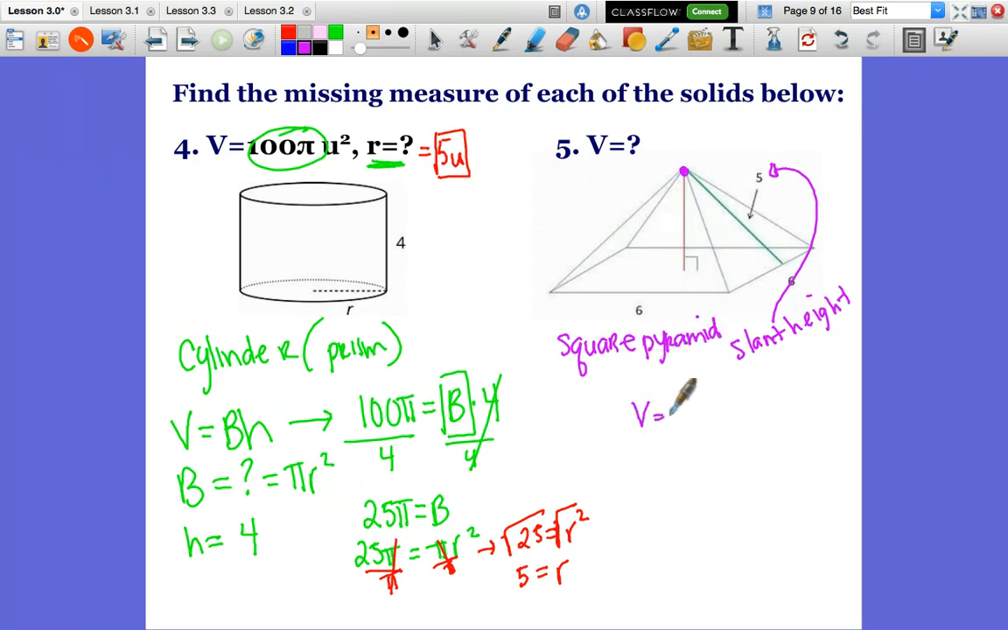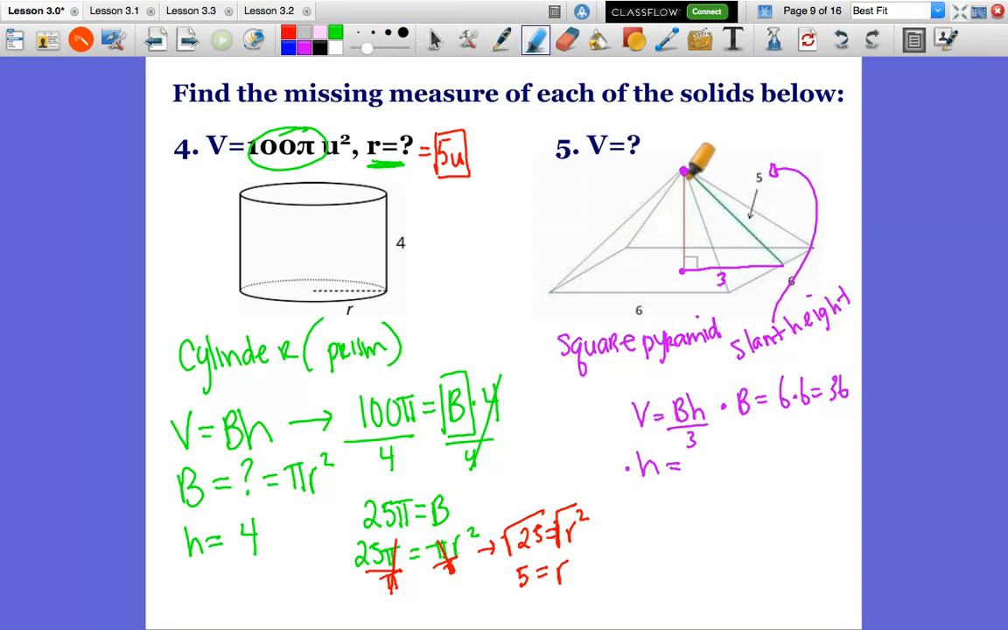So volume is area of the base times height divided by 3. The base is a square, so 6 times 6, so it's going to be 36. The height I don't know. I've got to actually solve for the height. I have to figure that out. But what I do know is that this is 5. I know that this distance is going to be 3 because that's going to the center of the base.